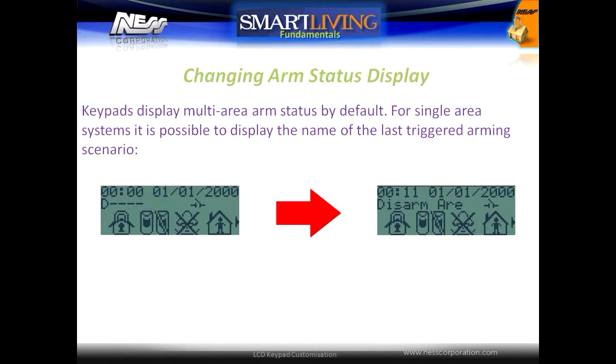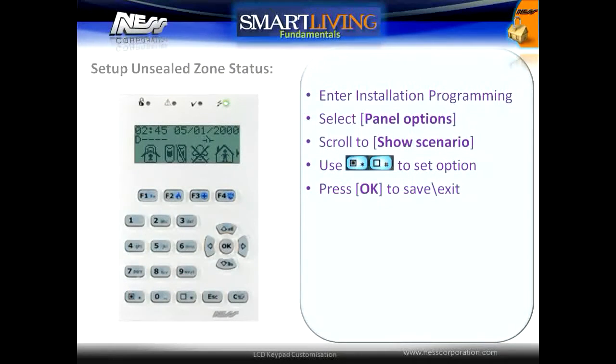Keypads display multi-area ARM status by default. For single area systems, it's possible to display the name of the last triggered arming scenario. Enter Installation Programming, select Panel Options, and then scroll to find the option Show Scenario. Use the star key to set this option to on and press OK to save.